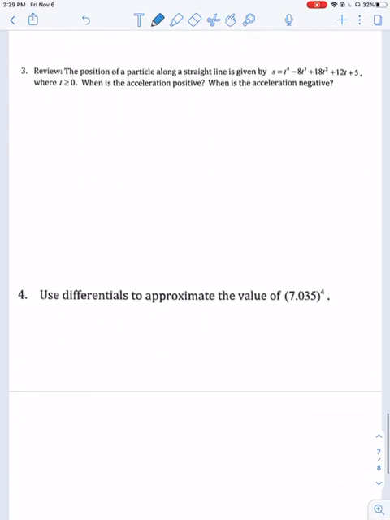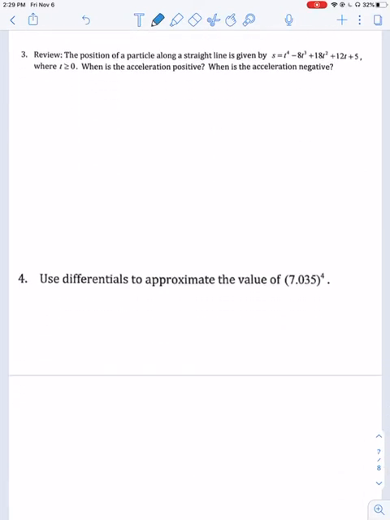Okay, this next question isn't really directly related to this. This is actually a review question, so this is something you should be able to do. It's not necessarily from 3.9. But the position of a particle along a straight line is given by that function s, where t is greater than or equal to 0. When is the acceleration positive and when is it negative?